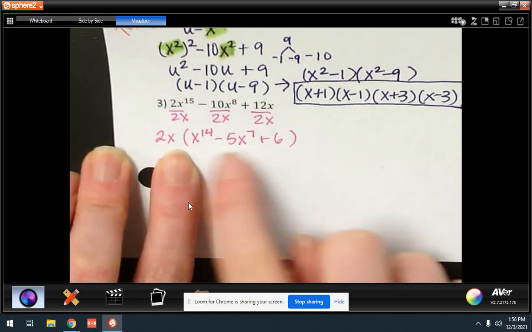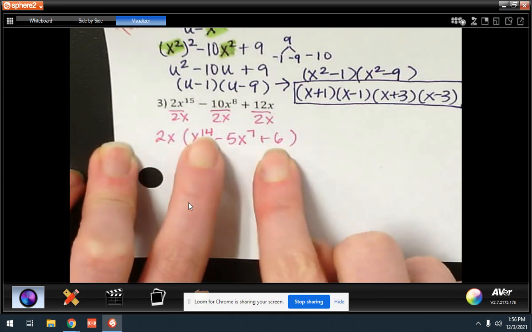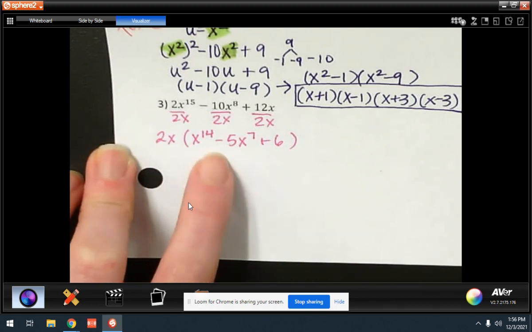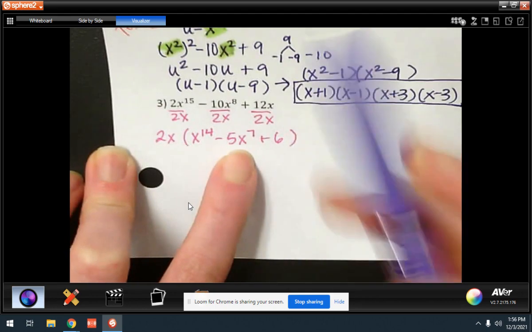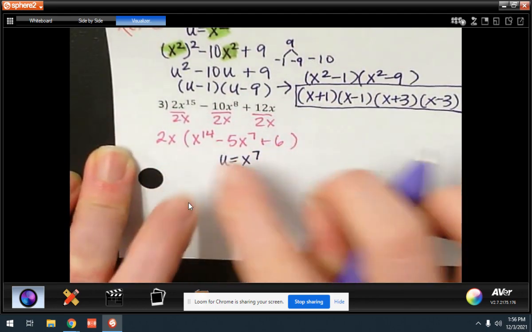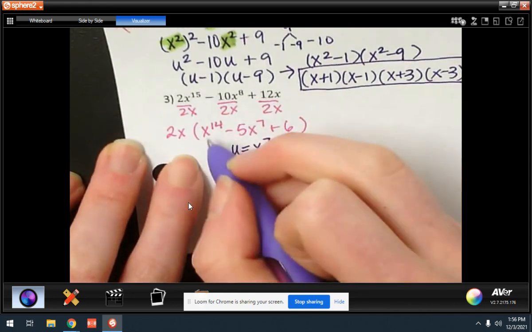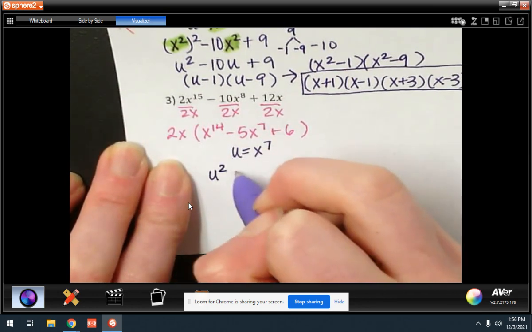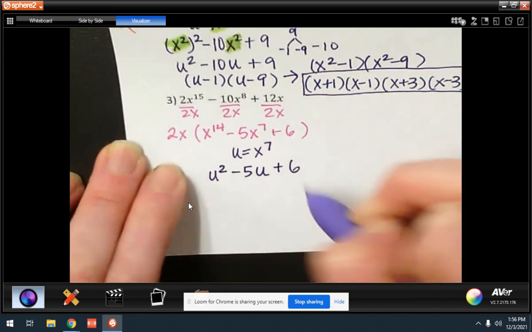We have a 3-term polynomial with a constant, and the first exponent is twice as much as the second. That screams U substitution. What am I going to define U to be? x to the 7th. Good. And leave the coefficients out of it. The numbers don't get to be a part of it. Okay, and so that first term, x to the 14th, is U squared minus 5U plus 6.